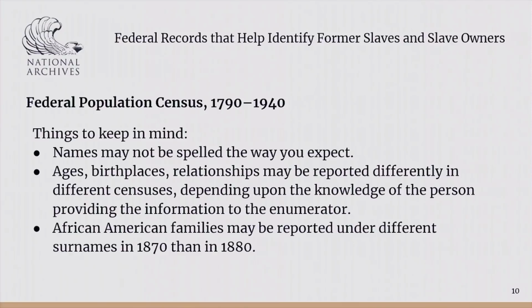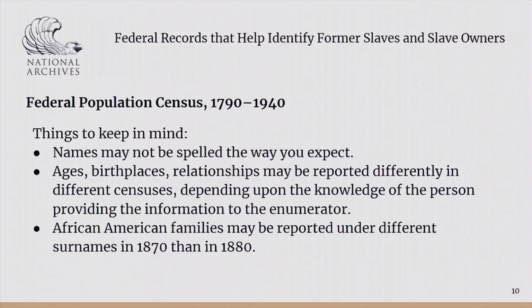Ages, birthplaces, and relationships may be reported differently in different censuses, depending upon the knowledge of the person providing the information to the enumerator. Only the 1940 census tells you which person provided that information to the enumerator. In all the earlier censuses, you don't have any idea who provided the information. It could be the mom, the dad, the grandma, the 16-year-old kid, the next door neighbor. You don't know who provided the information, and so there are wide variations from census year to census year.